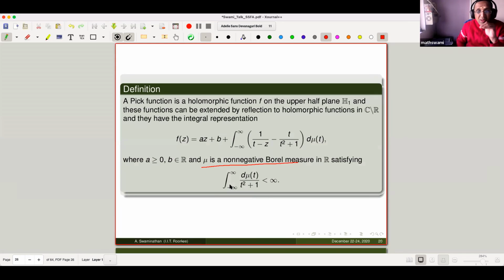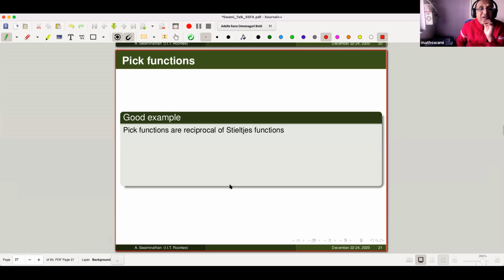So we need to make a change. We need to find some other alternative. Of course, these alternatives are given in the literature; we will just try to highlight this. In one point, the Pick functions are taken as reciprocals of Stieltjes functions. So there are some Stieltjes functions whose reciprocal is taken. Pick functions are considered to be the reciprocal.